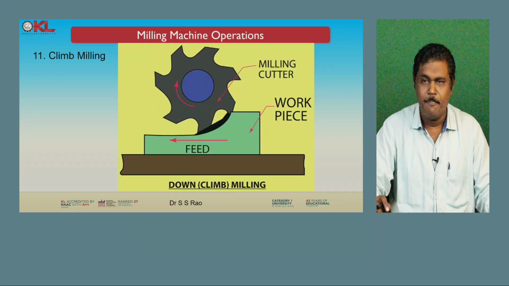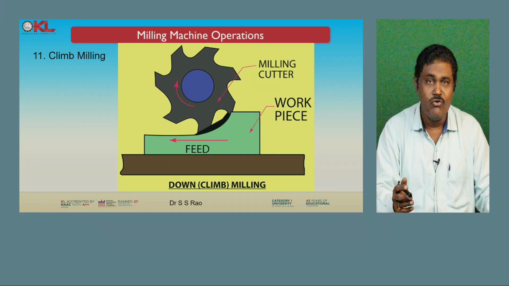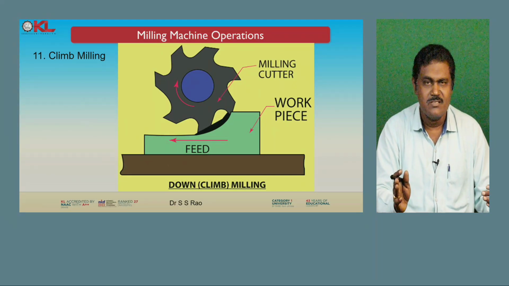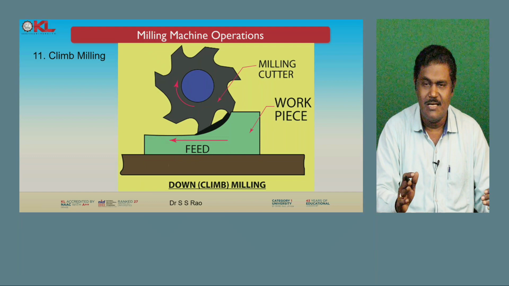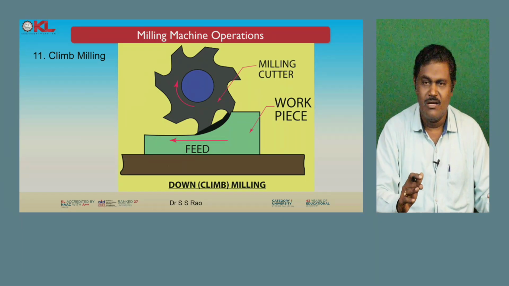Next, climb milling. So now you can look at this climb milling. This you can also call down milling. Okay, now you can clearly observe that all the milling operations are broadly classified as down milling and up milling. Now you can see the climb or down milling.